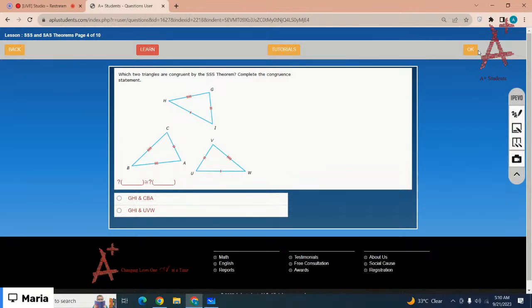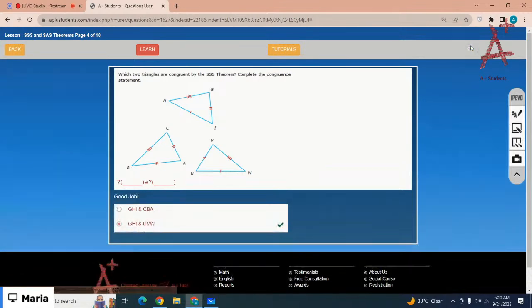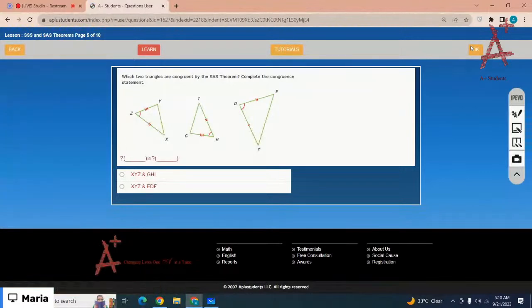So which is the correct option? The correct option is GHI and UVW. The second one is the correct option, right? It is GHI and UVW that is the correct option.